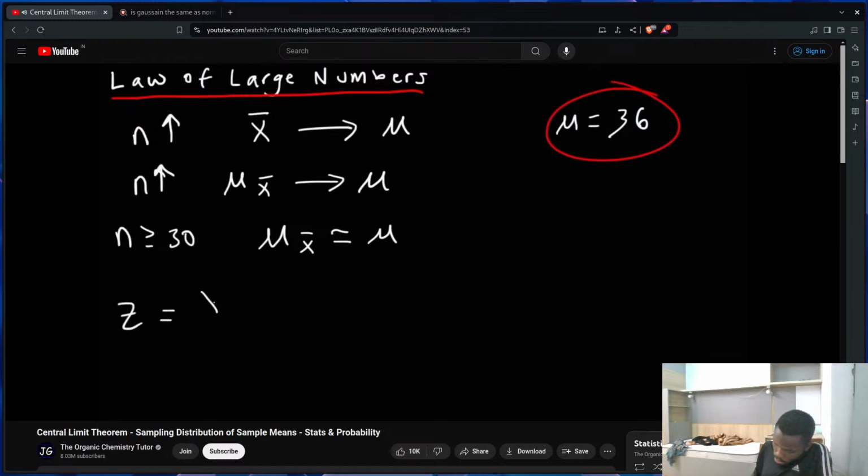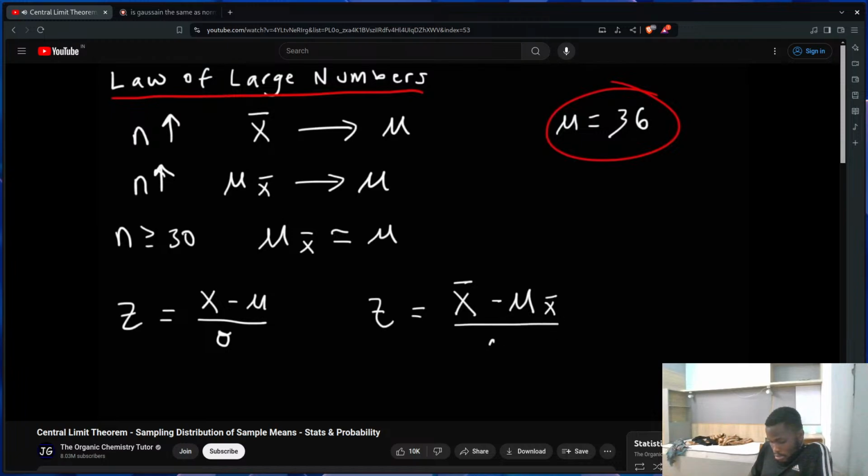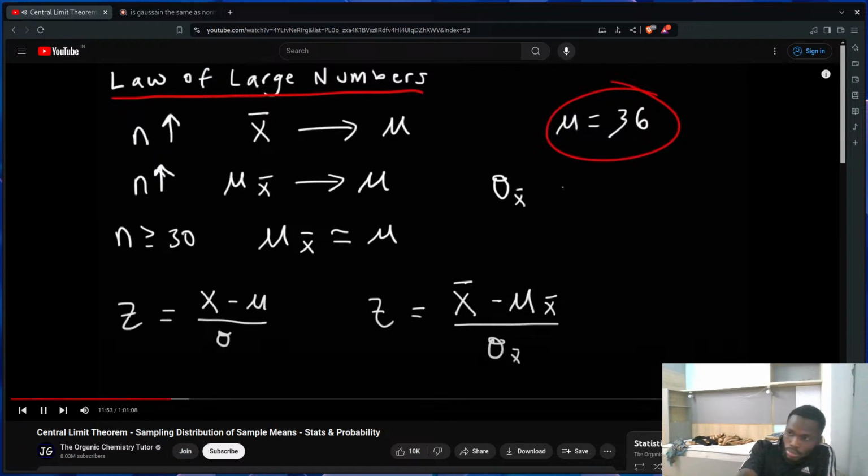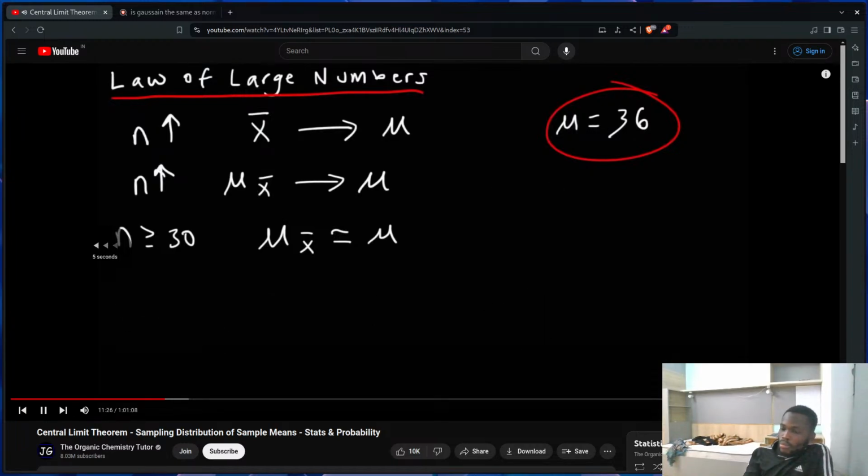You've seen this equation for a normal distribution. Z is equal to the random variable x minus the population mean divided by the population standard deviation. In the case of a sampling distribution, z is going to be x bar minus the mean of the sampling distribution divided by the standard deviation of the sampling distribution. Now, the standard deviation of the sampling distribution is the standard deviation of the population divided by the square root of n.